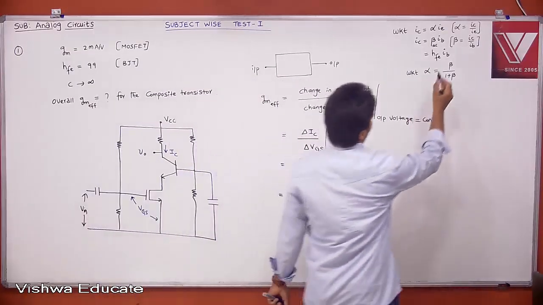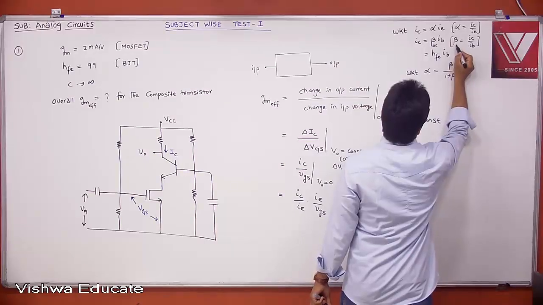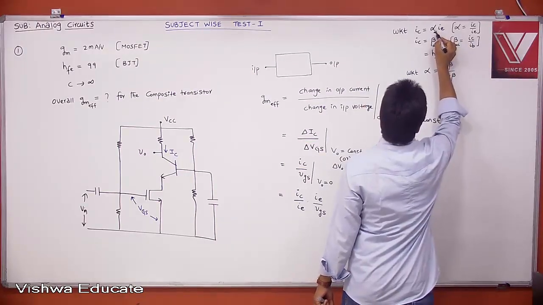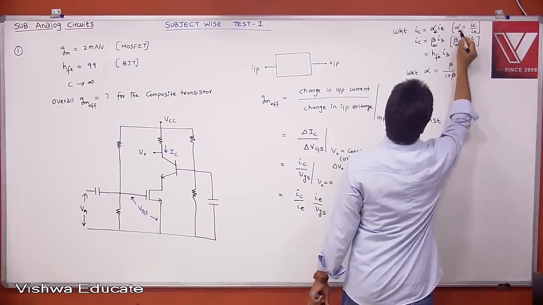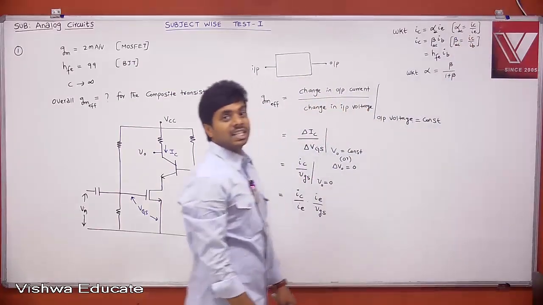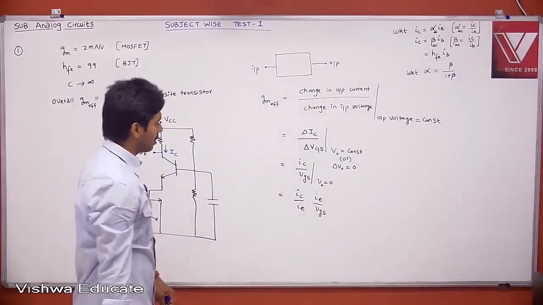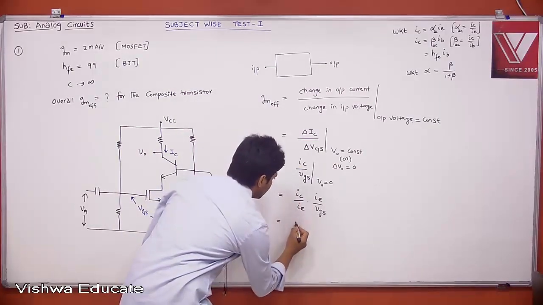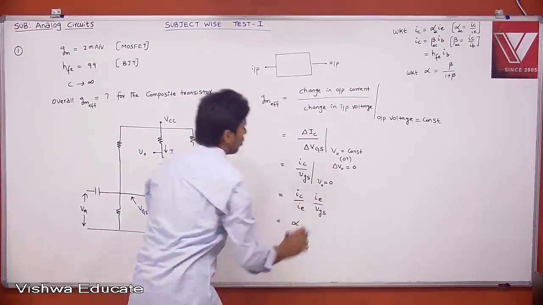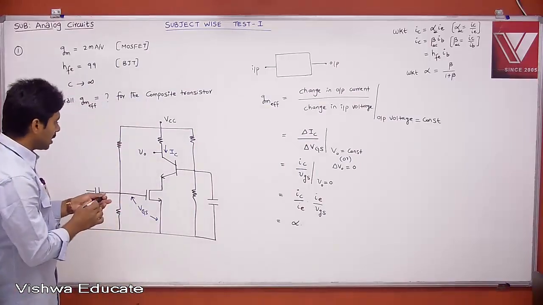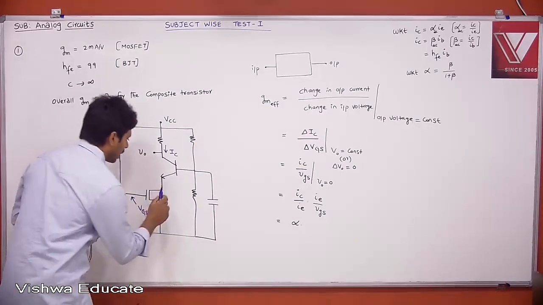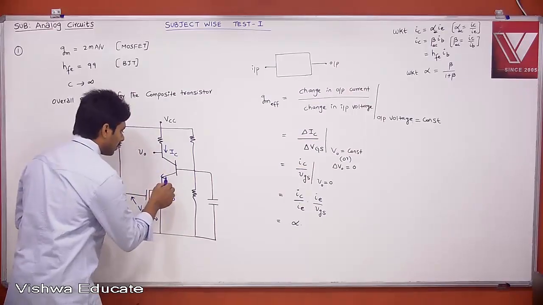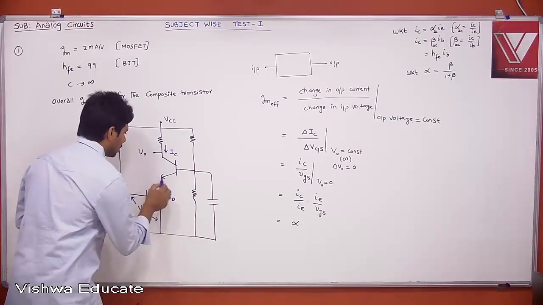Okay, beta AC is nothing but HFE, and this is alpha AC. This is nothing but your HFB. Okay, that's fine. Whatever may be. Therefore, IC by IE is what is your alpha. But what is IE? The emitter current is nothing but your drain current. Can I say this is what your ID? But that is nothing but your IE also. Therefore, the same current is coming.